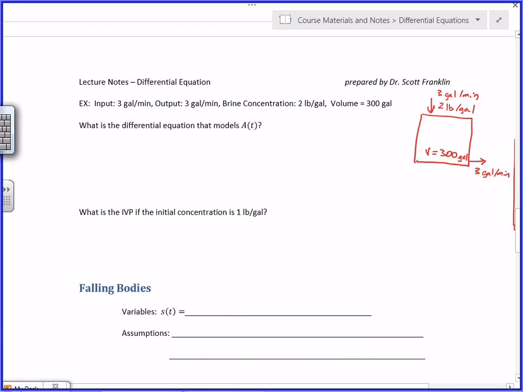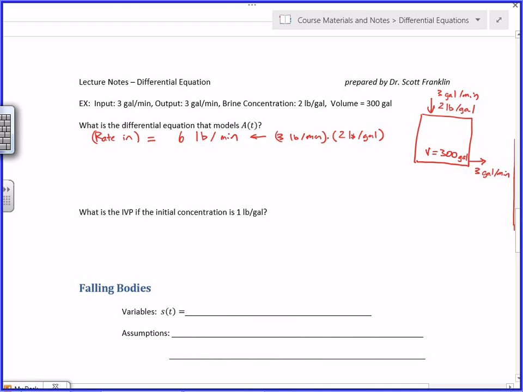Okay? So let's think about it. dA/dt is going to be rate in minus rate out. So let's talk about rate in. Remember, rate is concentration times flow rate. So what's the rate coming in? 6. Just 6, a constant 6 pounds per minute coming in. Easy, easy peasy. And you got that again from doing 3 gallons per minute times 2 pounds per gallon.